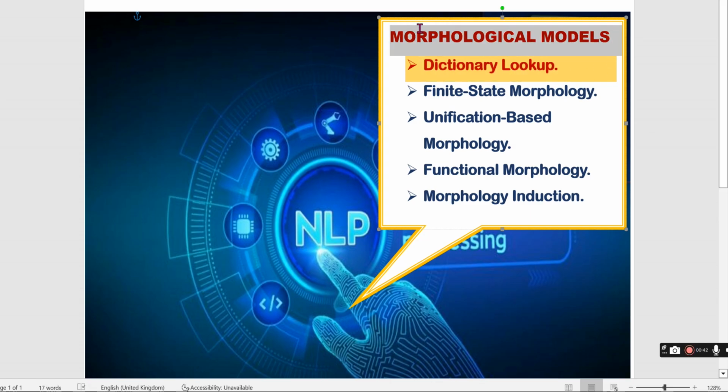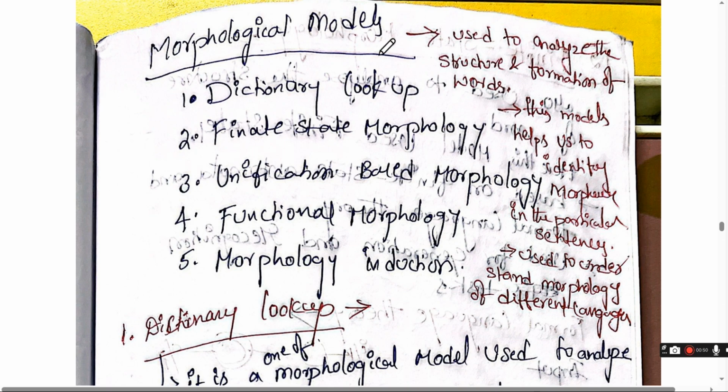dictionary lookup. But before that, we need to understand what a morphological model is. A morphological model is a kind of model used to analyze the structure and formation of words. By using the morphology procedure, we can analyze the structure and formation of words. These morphological models help us to identify the particular morphemes in particular sentences, and where that morpheme can be incorporated in the sentences. These models are also used to understand the morphology of different natural languages.